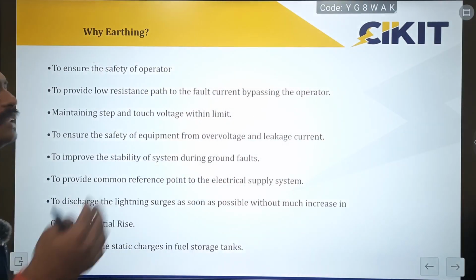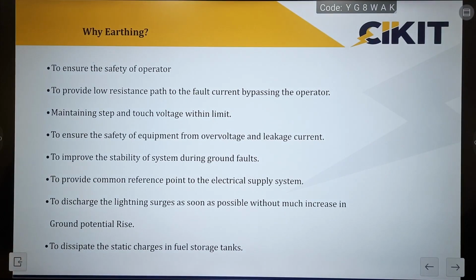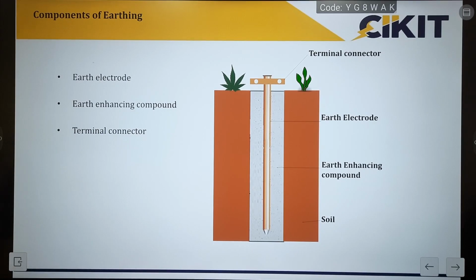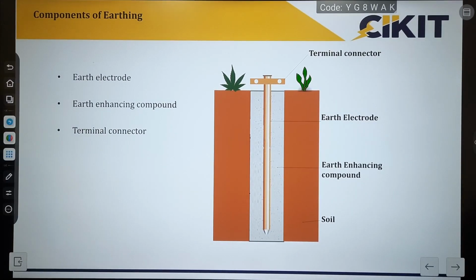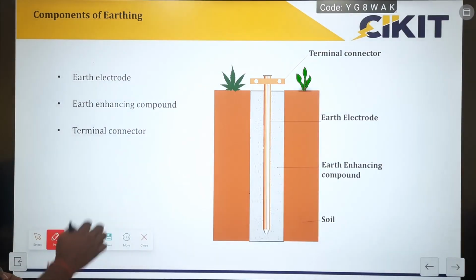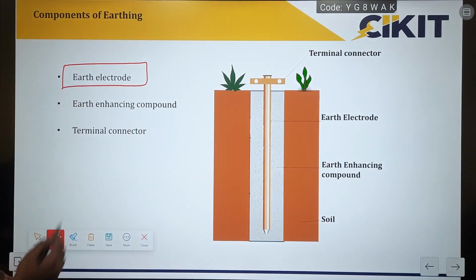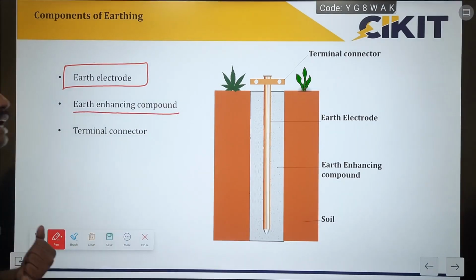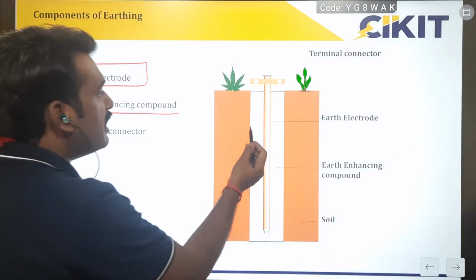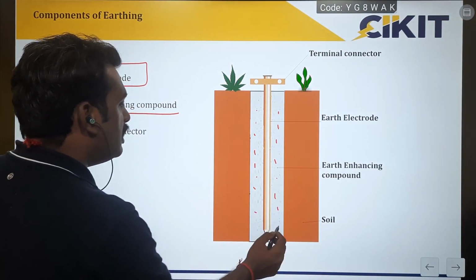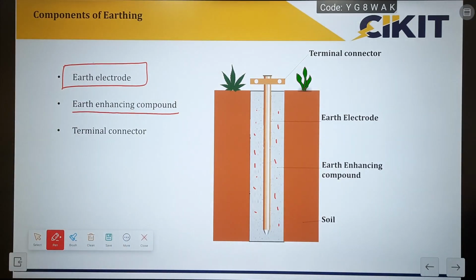In the upcoming slides, we will be explaining how to provide proper earthing and how we can select the material for earthing. If we take earthing as an example, it consists of three main components. The first component is the earth electrode. The earth electrode is the metallic conductor which carries this current, so it will be dissipating the entire energy into the ground. And earth enhancing compounds are highly conductive material which we will be using to replace the highly resistive soil. So the conductive material used for replacing the highly resistive soil is called earth enhancing compound.